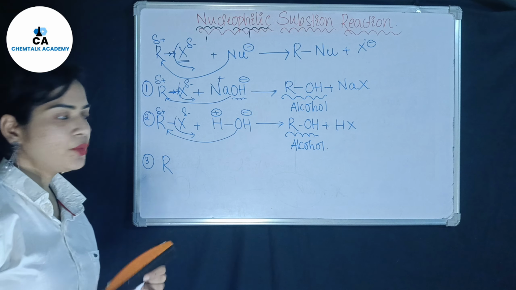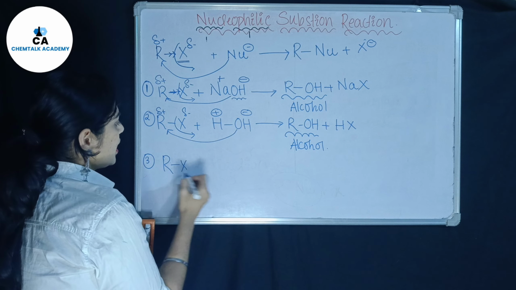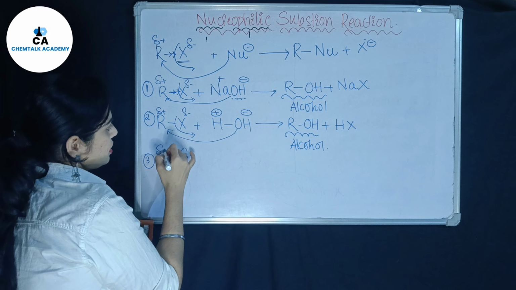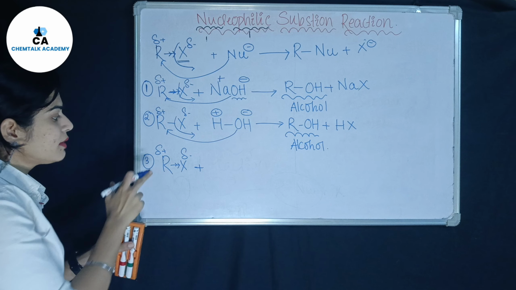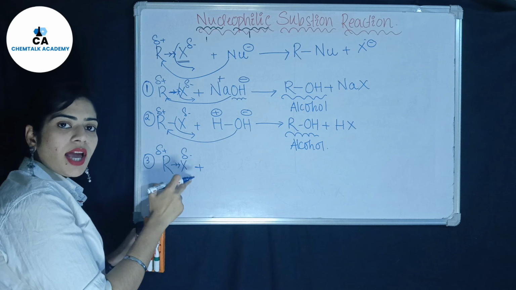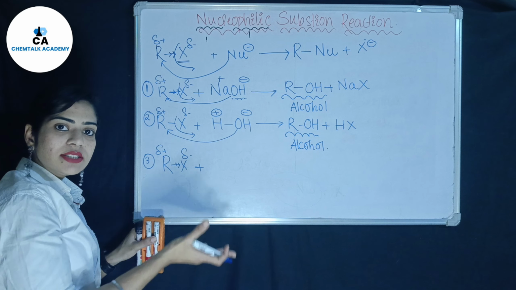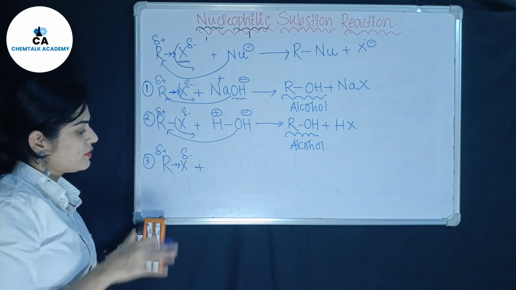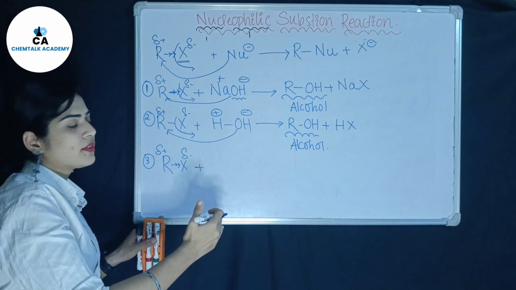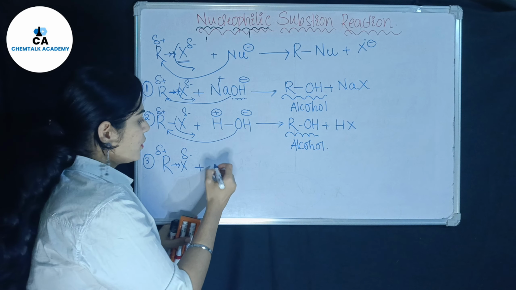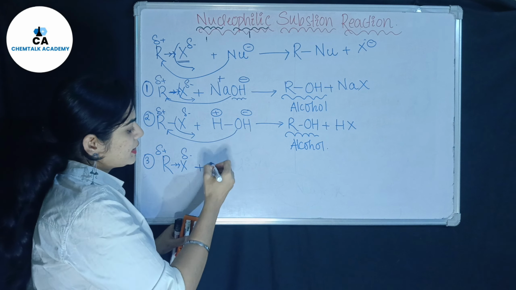Next example, another nucleophile, we will take RX. Here, partial negative and partial positive. Remember why I am writing partial negative and partial positive: because halogen, being highly electronegative, always tries to pull the shared pair of electrons towards itself. Due to the electronegativity difference, one acquires a partial positive and the other a partial negative. Clear? Okay.